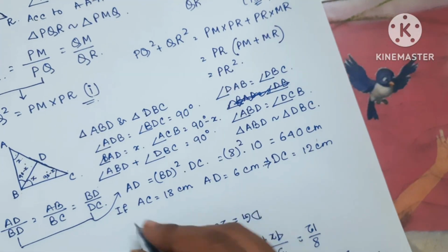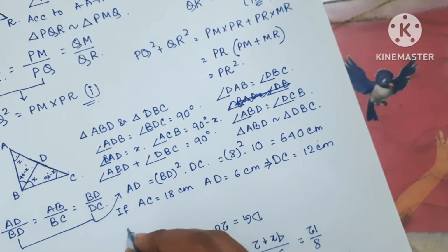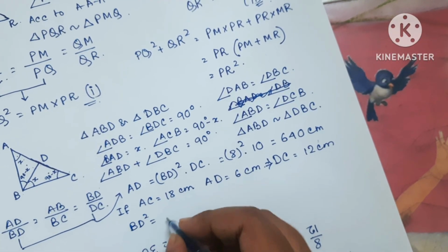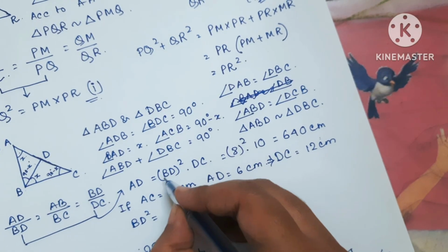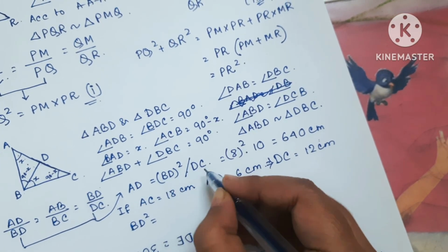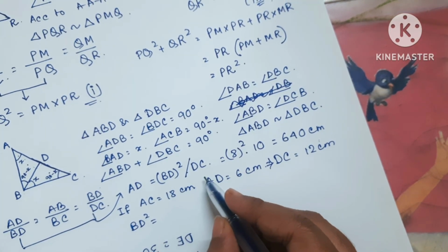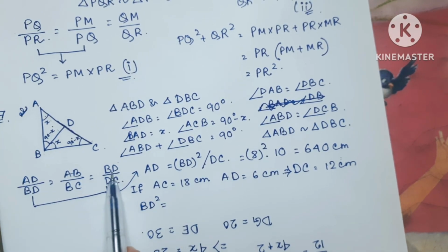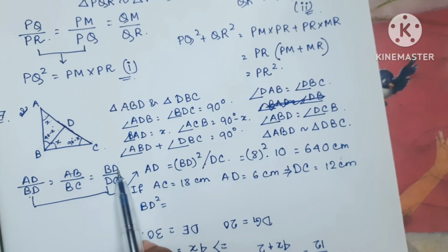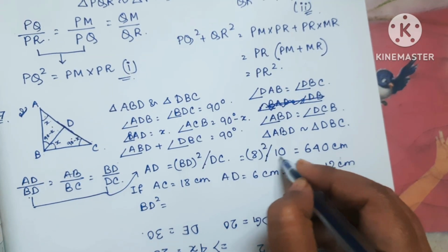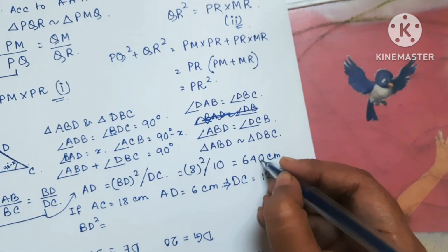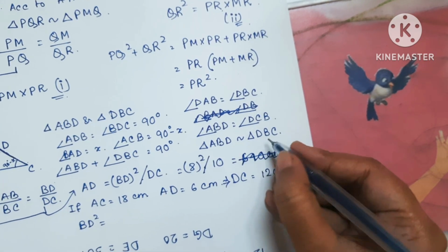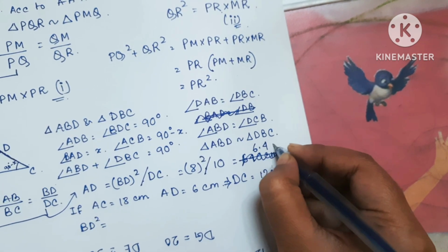So from this part, BD square equal to, sorry, this will be BD square by DC. Okay, BD square by DC. See, I have made one mistake. AD by BD equal to BD by DC, right? So AD will be BD square by DC. Okay, so 8 square by 10. So 64 by 10. So it will become 6.4 centimeter.